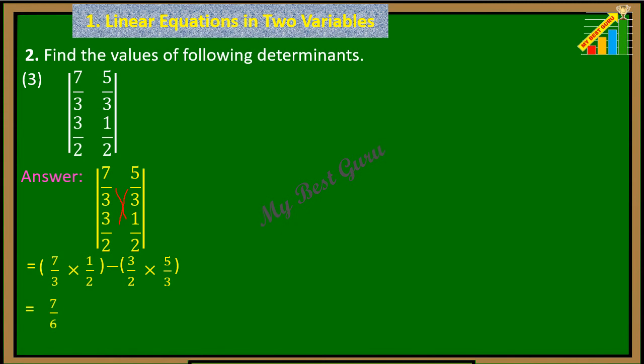So we'll just multiply this. When you multiply this, just multiply 7 with 1. So you will get 7 ones are 7. 3 multiplied with 2 is 6, minus 3 multiplied with 5 is 15, minus sign as it is, and 3 multiplied with 2 is 6.